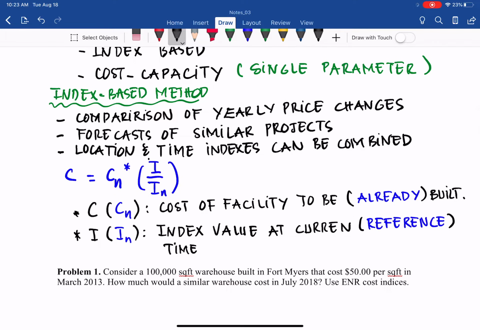So the equation is very simple to determine the cost of the new facility. It's C equals Cn, which is the cost that we already know, the project already built. We know the actual cost. Times the index of the value of the current facility, the new facility we want to build, divided by the reference index for the reference facility, and that is the index-based method. Very straightforward. And like I said, it can be location and time.